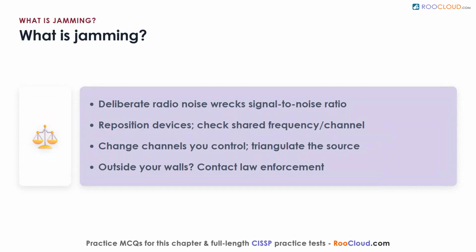What is jamming, and how do you respond? It is deliberate radio noise meant to drown out communication. By flooding the airwaves and wrecking the ratio of signal to noise, jamming interferes with or fully blocks a network. Your first moves are practical. Reposition devices, check whether something is simply sharing your frequency or channel, and change the channel on gear you control. If it is a genuine attack, try to triangulate the source, and if it originates outside your walls, bring in law enforcement. Think of someone blasting an air horn in a quiet meeting so no one can be heard.